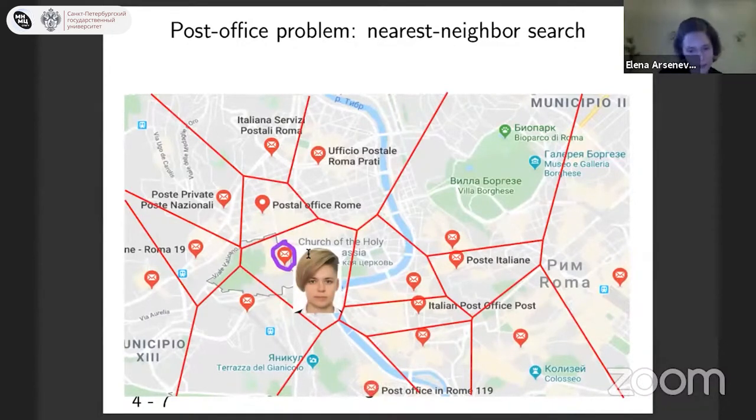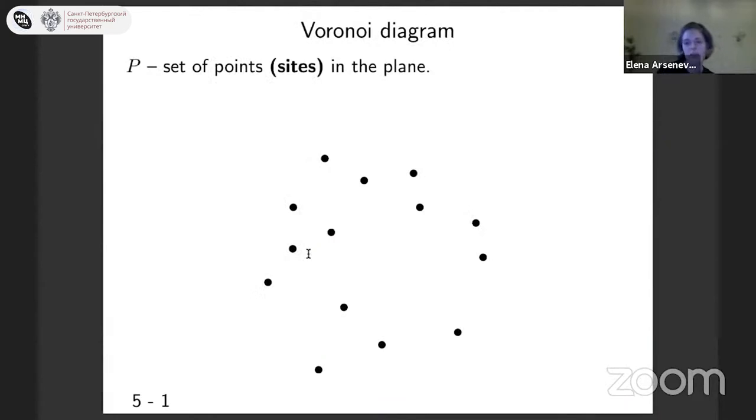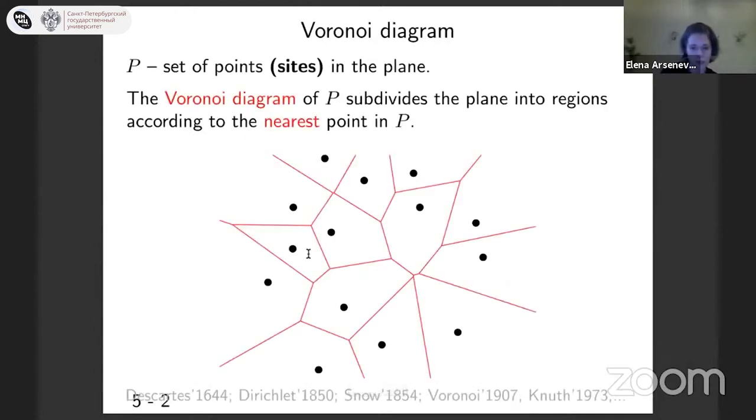All right, so here is just the nearest post office to myself. And the formal definition, as you might already be able to derive, is as follows. This is the standard definition of the most simple Voronoi diagram. I have a set of points in the plane, and the Voronoi diagram is the subdivision of the plane into regions according to the nearest point in my given point set, and I call these points of my point set sites. All right, so it was discovered and rediscovered many times.